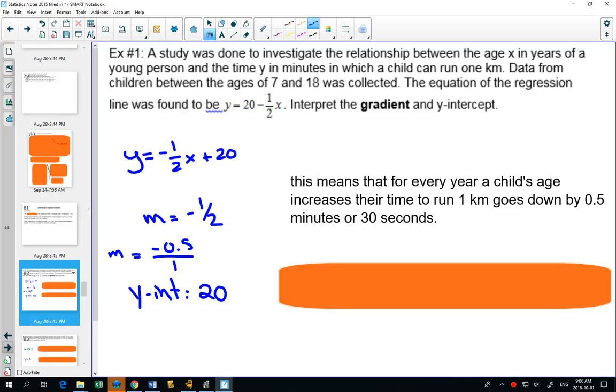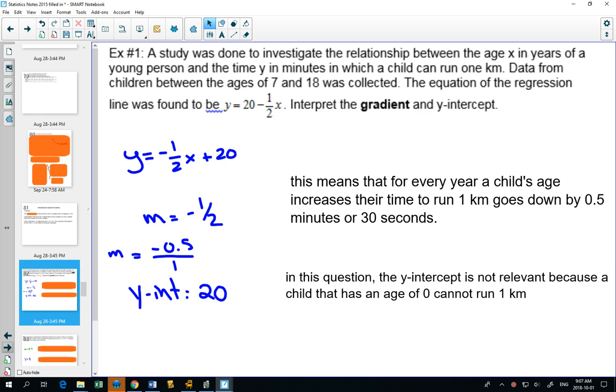In the interpretation, your interpretation has to use the values and the context of the question. You can't just say that every time the x value goes up by 1, the y value goes down by half. That wouldn't be a full interpretation in the context of the problem.